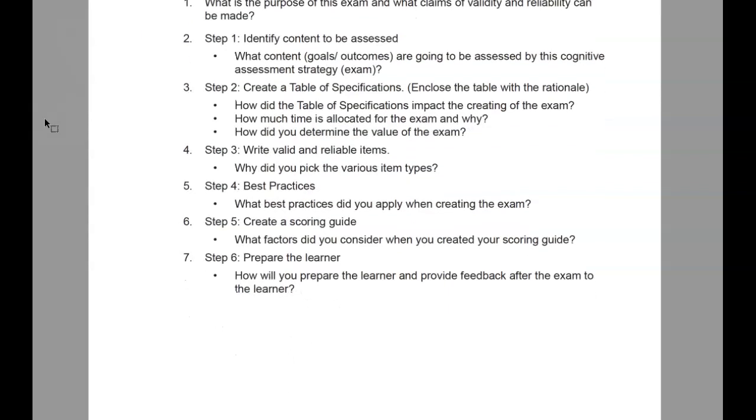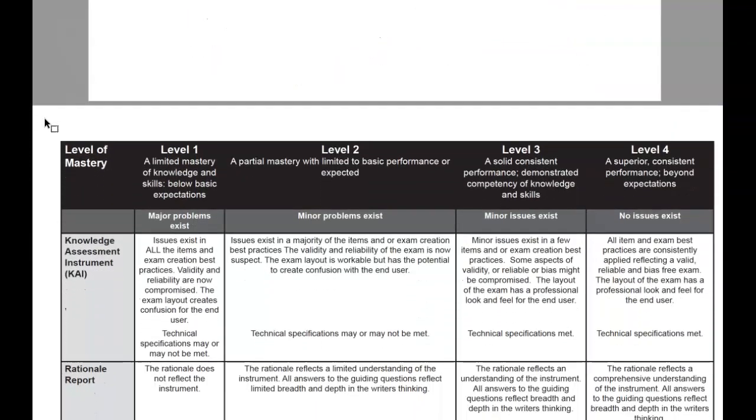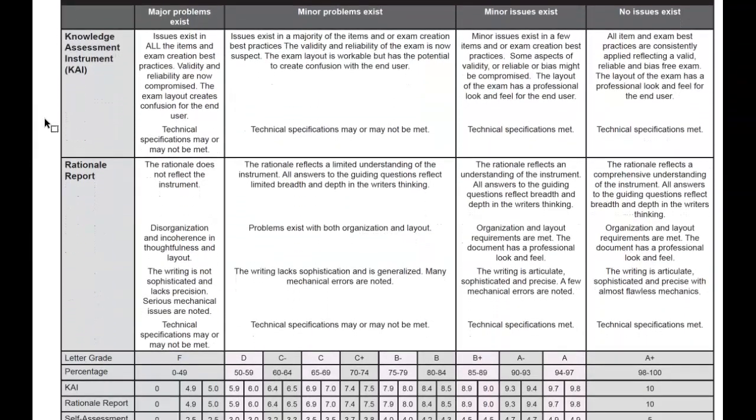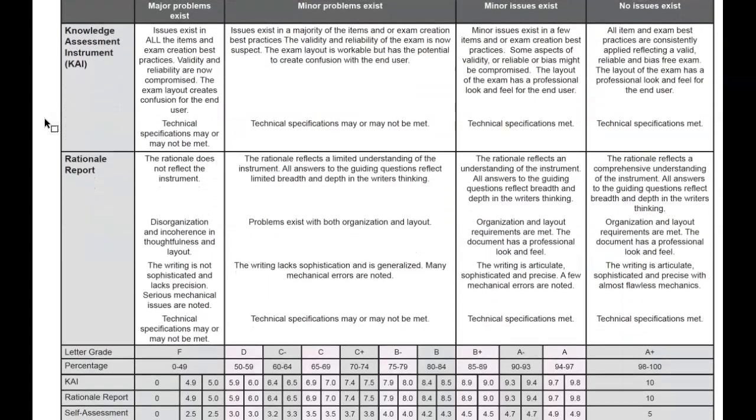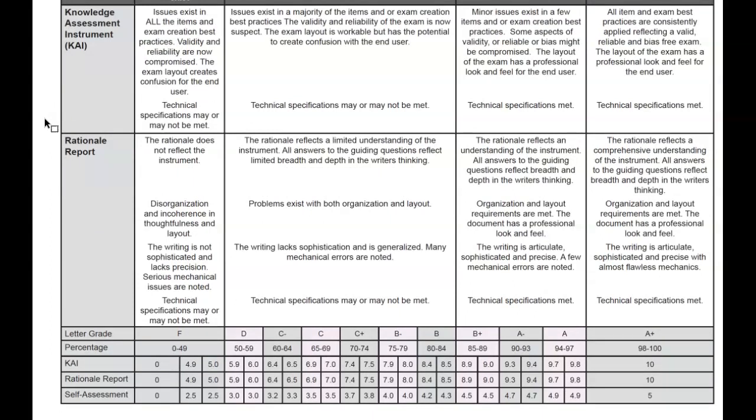And step 7, how are you going to prepare the learner and provide feedback after the exam to the learner? This is one of the key steps in the assessment evaluation process, keeping the learner involved. And if you remember the week 1 reading, if you've done that, they talk about an authentic assessment. That's ongoing communication of how the learner is doing. And lastly, we're going to look at the rubric. As you can see, there are 2 components to the rubric. There's the knowledge assessment instrument, how you're going to get assessed on it, and the rationale report. And again, the 3 different levels.